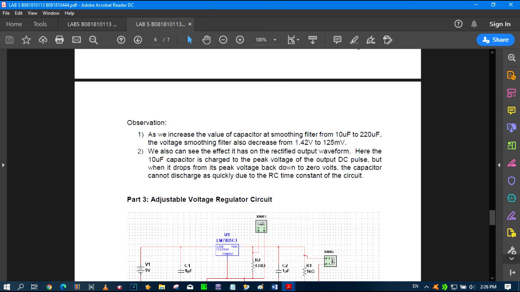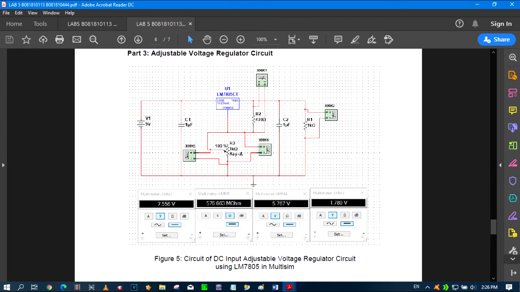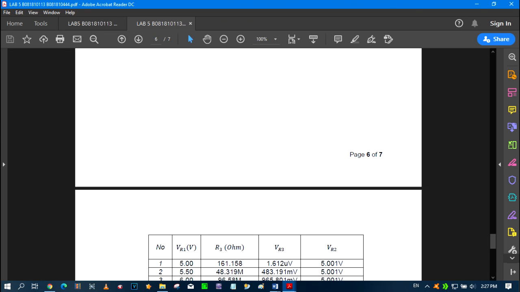In part 3, we need to construct a circuit of an adjustable voltage regulator using Multisim. This is the circuit that we have constructed. From the circuit, we need to adjust the potentiometer until we get 5 volts at VR1, and the resistance value of R3 is recorded as well as the voltage of R3 and R2. Then we also need to record for other values of VR2. All of this data is tabulated in this table.